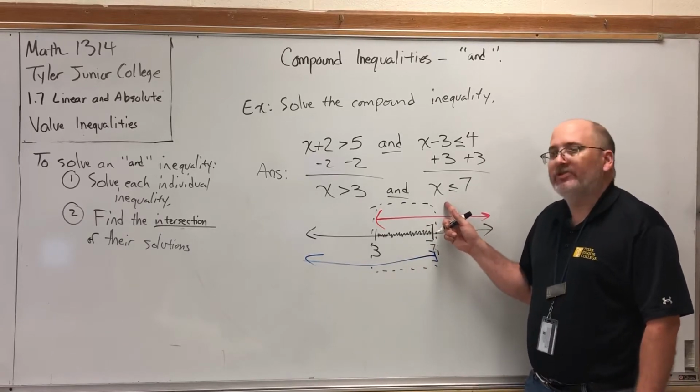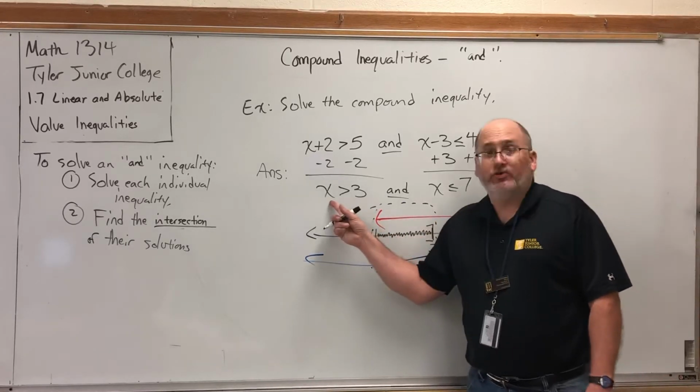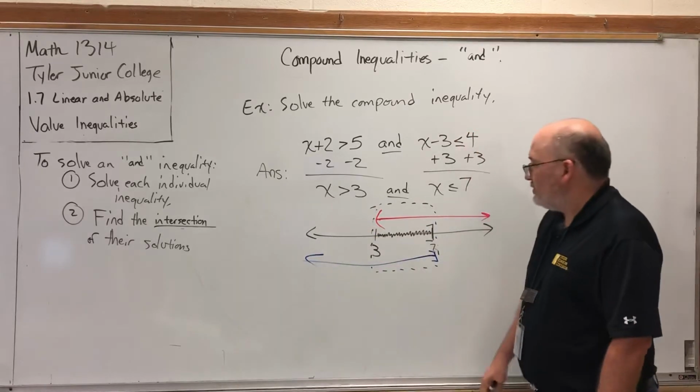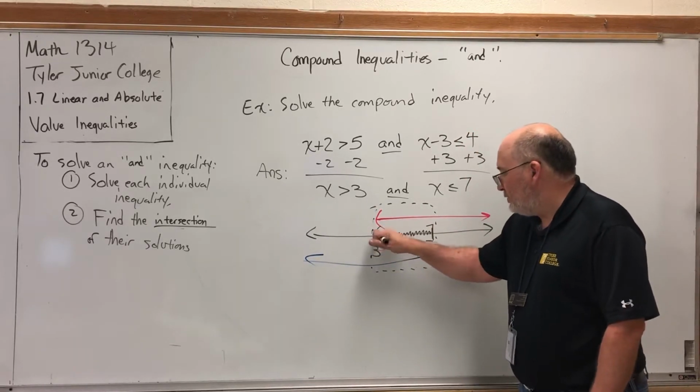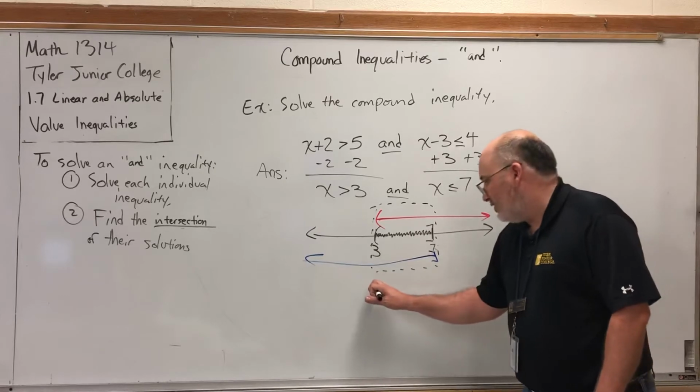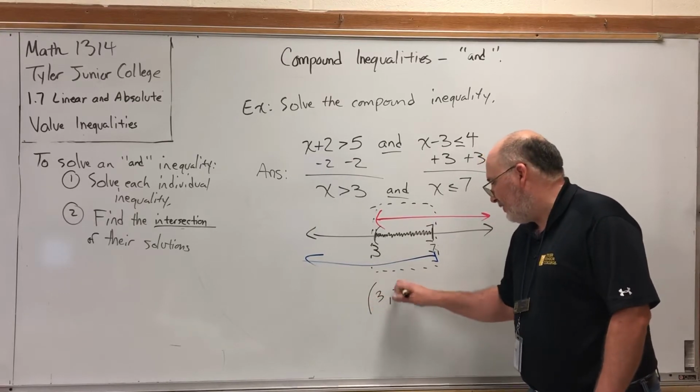3 is less than or equal to 7. But it doesn't make the first one true. 3 is not greater than 3. So we don't want 3 as part of the solution, which means the 3 gets a parenthesis, and our interval is parenthesis 3, 7, bracket.